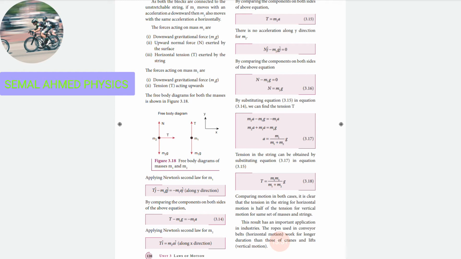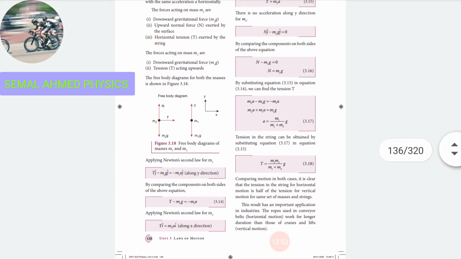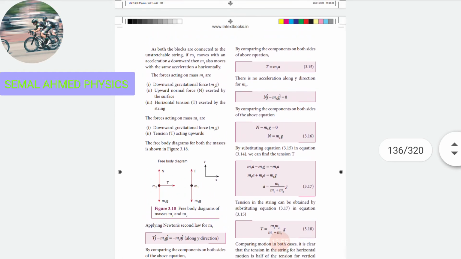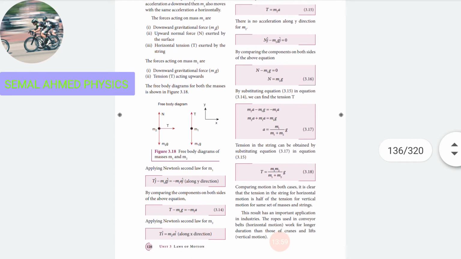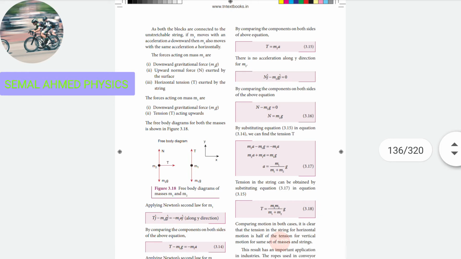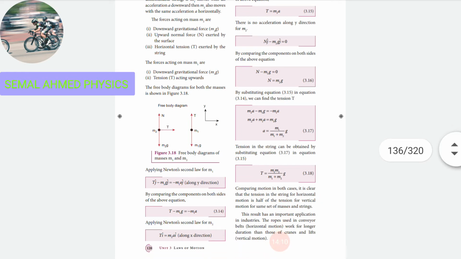Now this acceleration value is substituted in equation 3.15. Here 3.15 gives T is equal to m2a, so T is equal to m2 times the a value from 3.17. It will become m1 m2 divided by m1 plus m2 into g. So this is the final relation for horizontal motion of the block, the tension acting on the block.